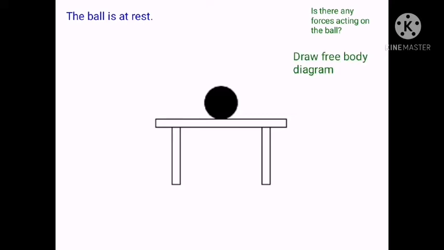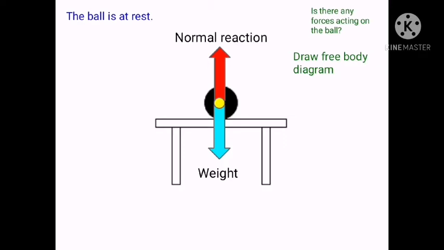Alright, now we're going to draw a free body diagram. A free body diagram is a diagram where you label all the forces that are acting on the object. In this case, we have weight. Then of course, since the ball is in contact with a surface, it should have a normal reaction force.